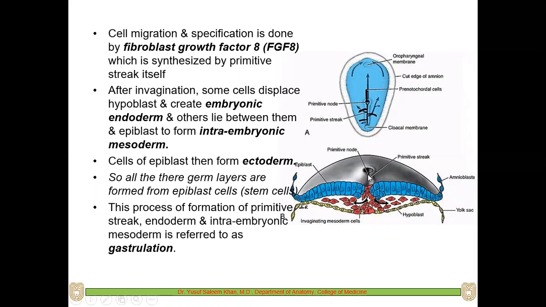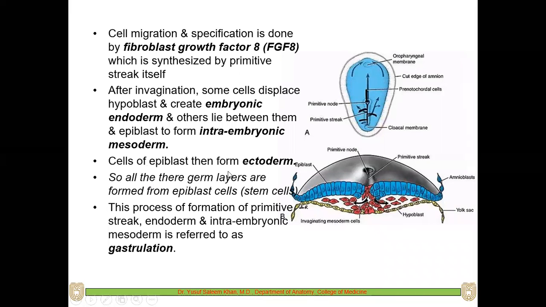Here is the primitive streak and here is the primitive node, and within that there is the primitive pit, this depression. After invagination, some cells displace the hypoblast and create the embryonic endoderm, and others lie between the epiblast to form the intra-embryonic mesoderm. So there is differentiation of the endoderm and the mesoderm. The epiblastic cells form the ectoderm, the hypoblast becomes the endoderm, and these cells form the mesoderm.